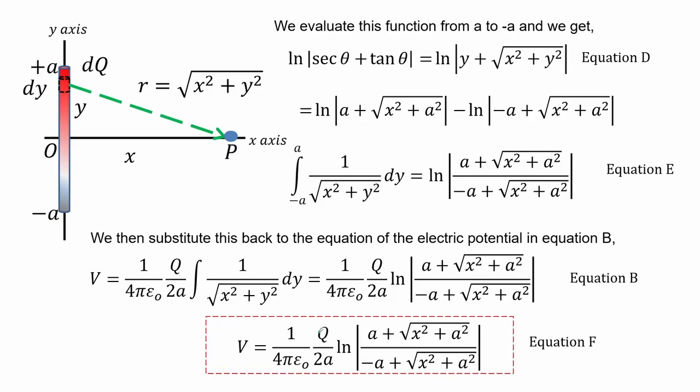We evaluate the function D and get an expression of the difference of log functions, and we simplify it as equation E. We then substitute this back into the equation for the electric potential in equation B. So the expression for the electric potential for a straight rod with varying length r is shown in equation F.